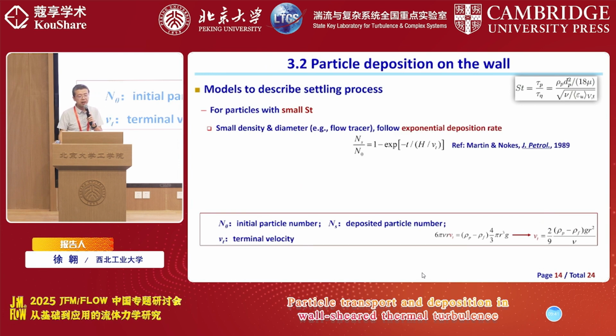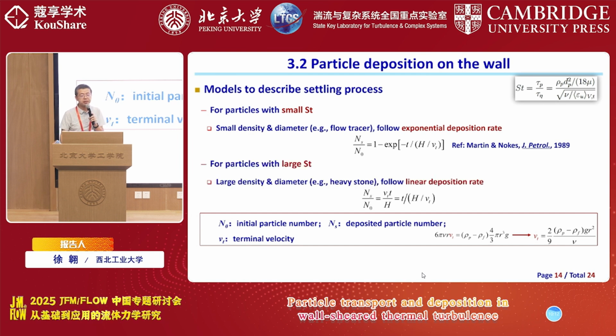Now the second part I want to talk about is the particle deposition on the wall. Previously, for small Stokes number particles, which means either small density or small diameter, these particles behave like flow tracers. And almost 30 years ago, there was work that proposed an exponential deposition rate for these small Stokes number particles.